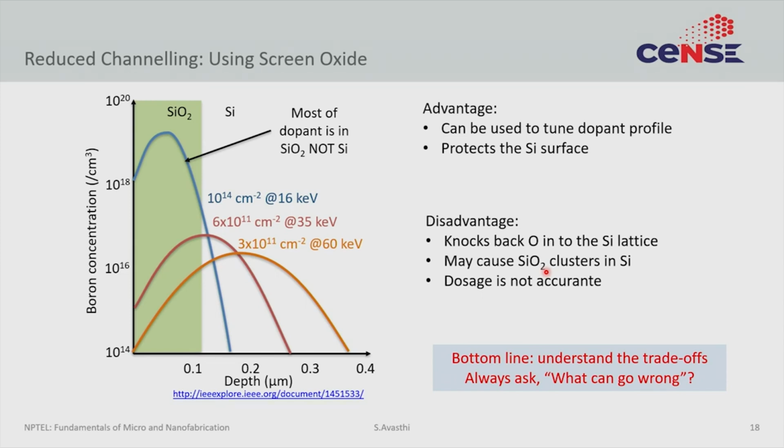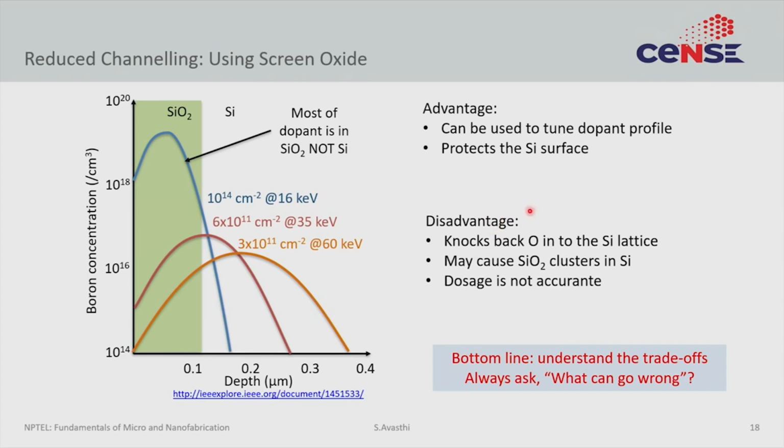The advantage, however, is that it can be used to tune the profile. So, you can sort of get very different shapes, because remember this blue curve has a very narrow dopant profile because of the screening oxide, right? So if that is your goal, then adding a screening oxide gives you a way to tune the profile of the implanted atom. And it also protects the silicon atom.